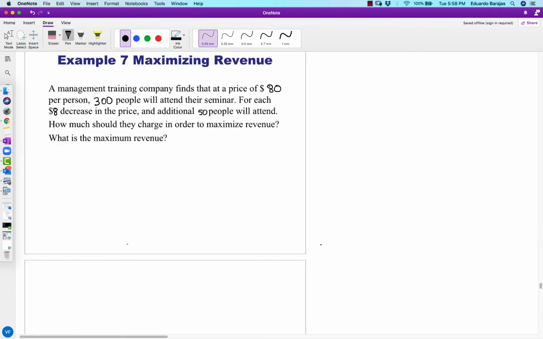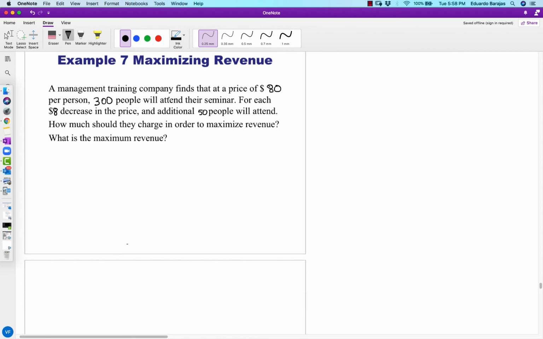All right, example 7, maximizing revenue. A management training company finds that at a price of $80 per person, 300 people will attend their seminar. For each $8 decrease in price, an additional 50 people will attend. How much should they charge in order to maximize revenue, and what is the maximum revenue?